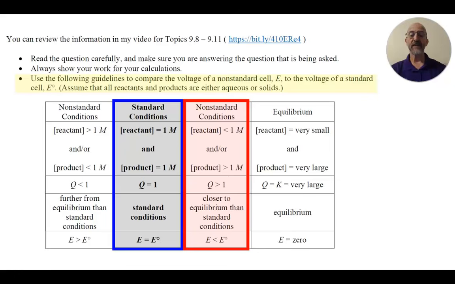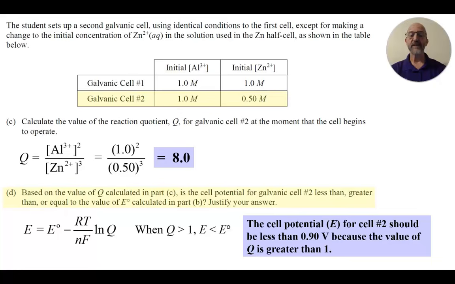So by decreasing the concentration of the reactant, that caused Q to become greater than 1, and the cell potential became less than the standard cell potential. So the answer to part D of question 2 is the following. The cell potential for cell number 2 should be less than 0.90 volts because the value of Q is greater than 1. All right, well, in this packet, we have one more question that deals with non-standard cells.